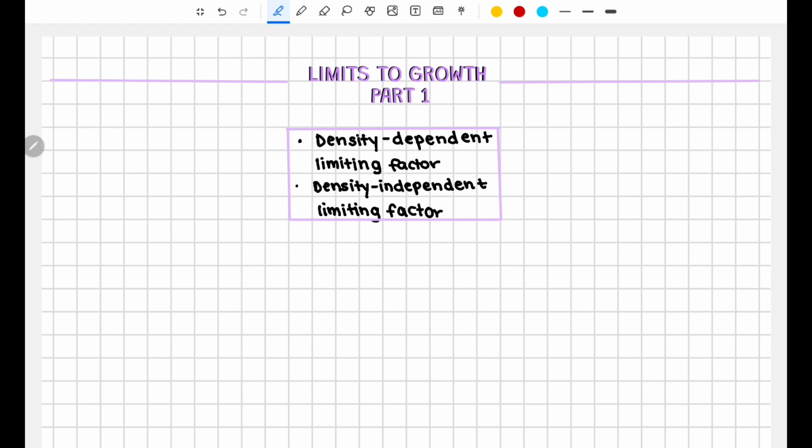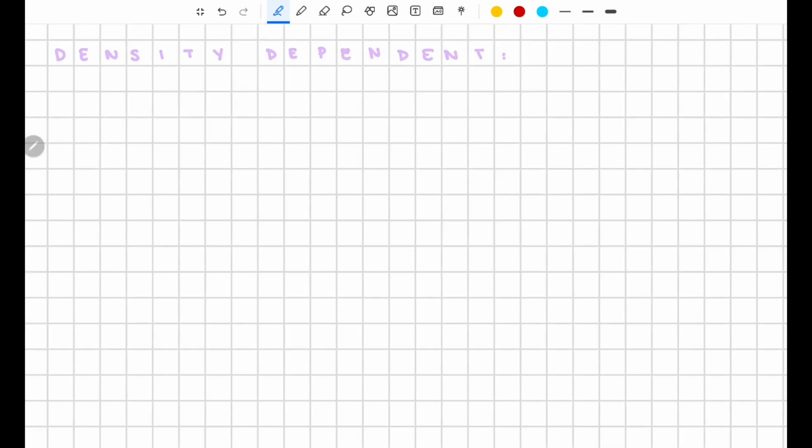Those two categories are density-dependent limiting factors and density-independent limiting factors. So they both are limiting factors. They both cause the population to decrease in size, but one is dependent on density, the other is independent of density. So let's go over both of them in more detail and some examples of density-dependent and density-independent limiting factors.